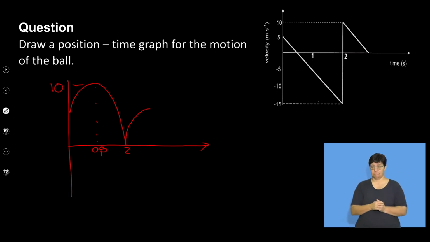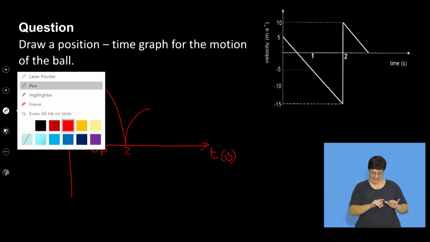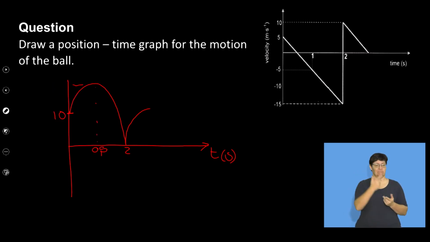And this is time. And no, that's not 10. I'm lying to you. This is 10. We didn't work out how high it went. There we go. And this is position. So that's not so bad. I've probably drawn the second bounce a little too high, but we're not going to worry too much about that.